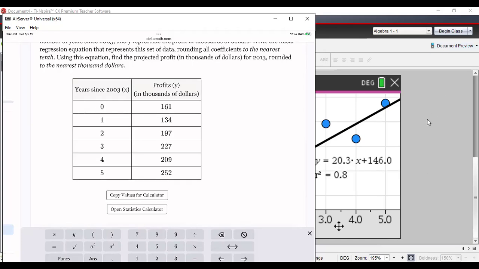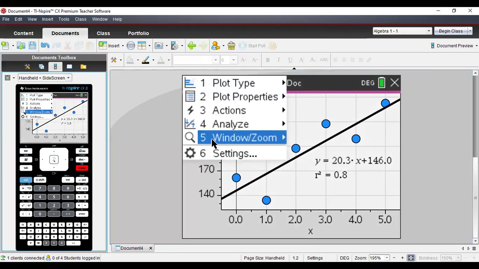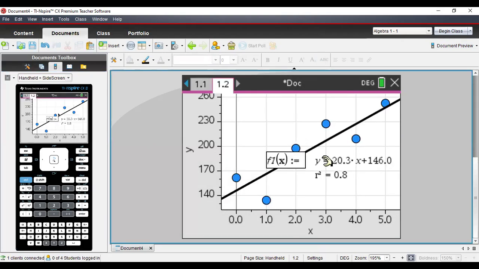So watch what I do now. Since I've got this, I'm just going to go menu, analyze, and you see this plot function. All I'm going to do is take this equation and graph it. I'll enter 146.0, press enter. So now I've made this into a function, and now I can go graph it.